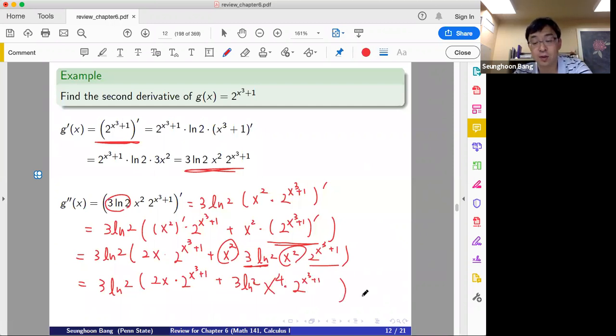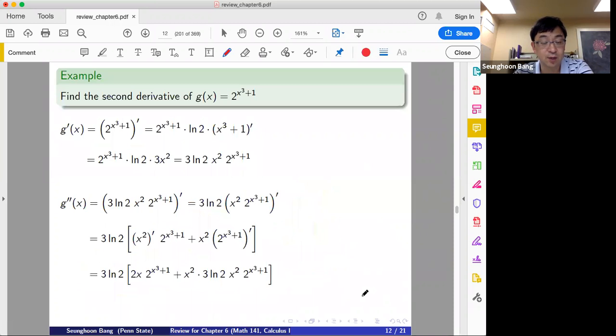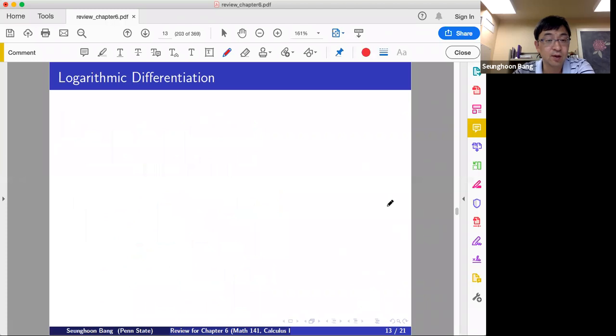So we have this answer like this, right? That's it. This is your final answer for solving this problem. That's good. The logarithmic differentiation, just like another one.